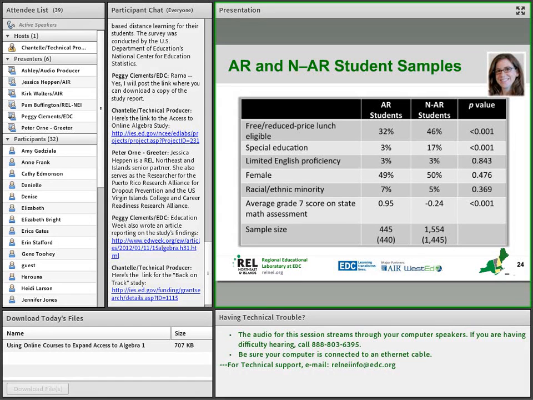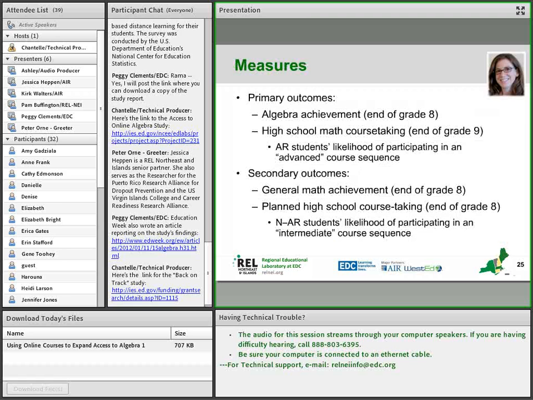Just the last row of the table shows the sample sizes. We had about 445 algebra-ready students and just over 1,500 non-algebra-ready students. In parentheses, you see the number of students who were retained for analysis. In addition to schools having strong commitment to the study, we also had just incredible participation rates, both in using the online algebra course, but also in data collection, and had very, very high response rates in the study.